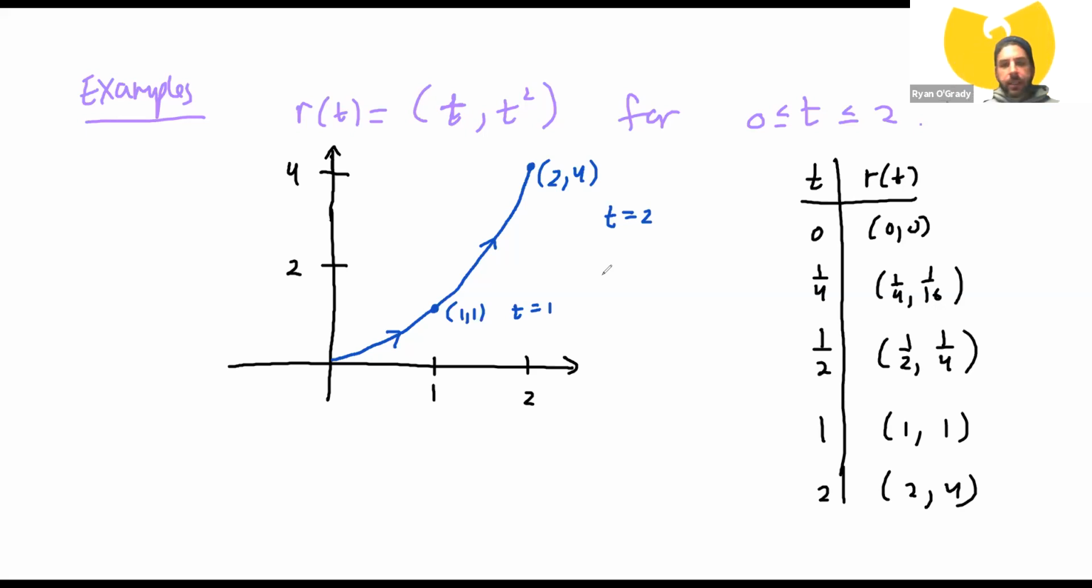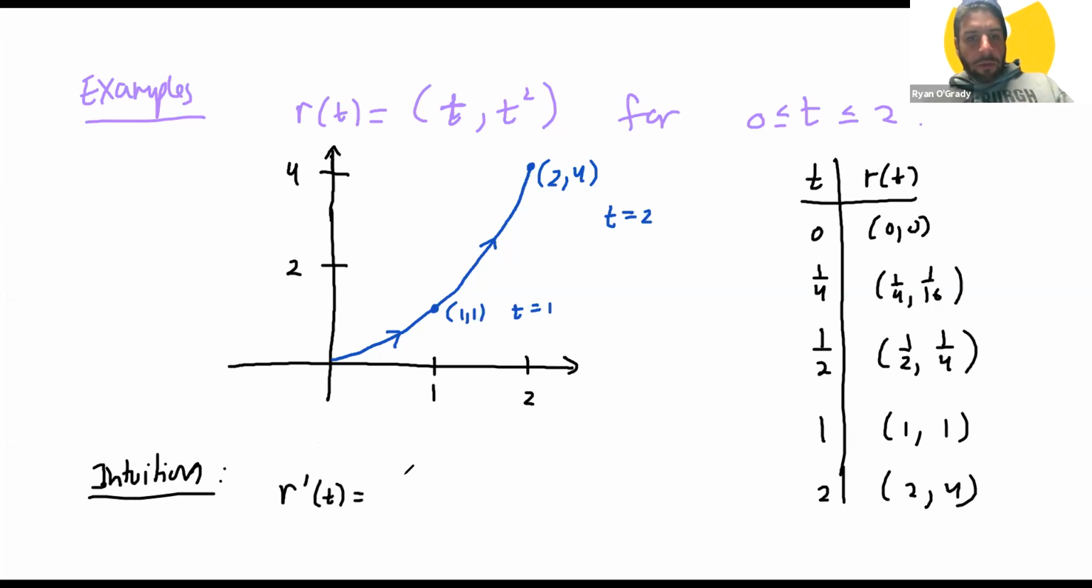Now, you might say, what's the intuition for this? Well, the intuition is as follows. If we can abuse notation for a second and just sort of cheat, let's pretend that I can differentiate this thing. So let's pretend for a second that I take the derivative of r. Now, we don't know what this means yet until Calculus 3. But if we were to differentiate this, what's the derivative of each piece? It would be 1, 2t.